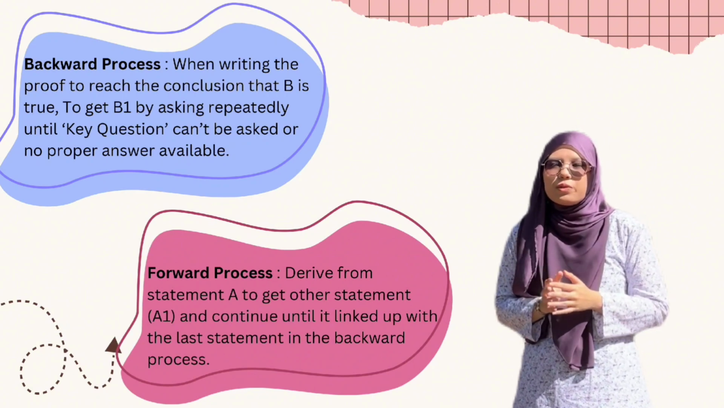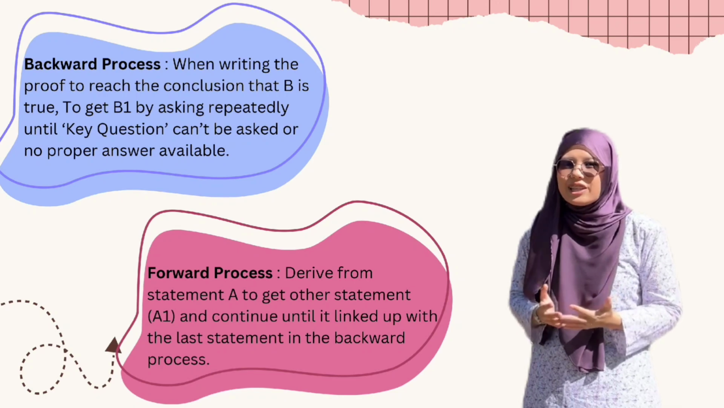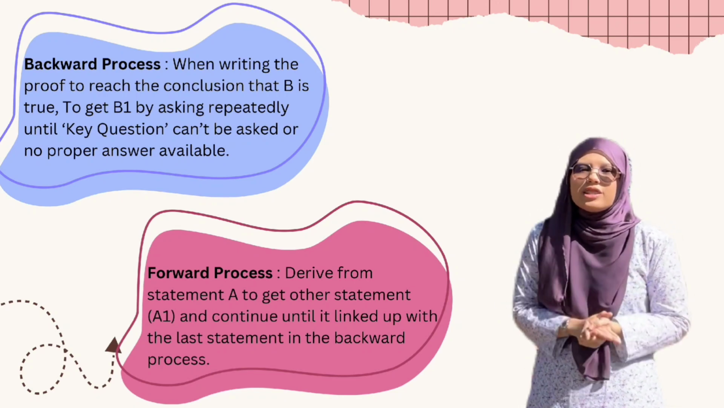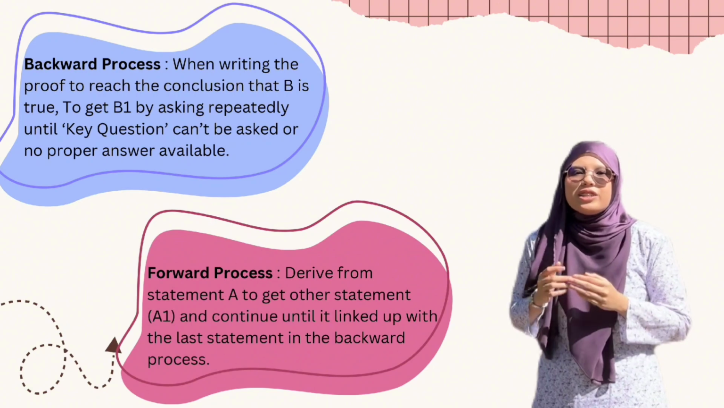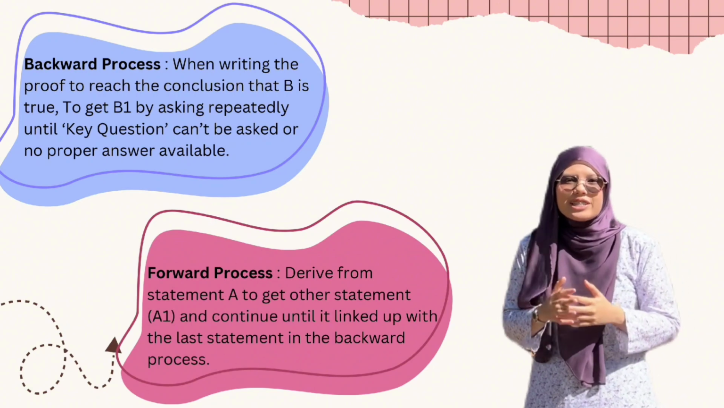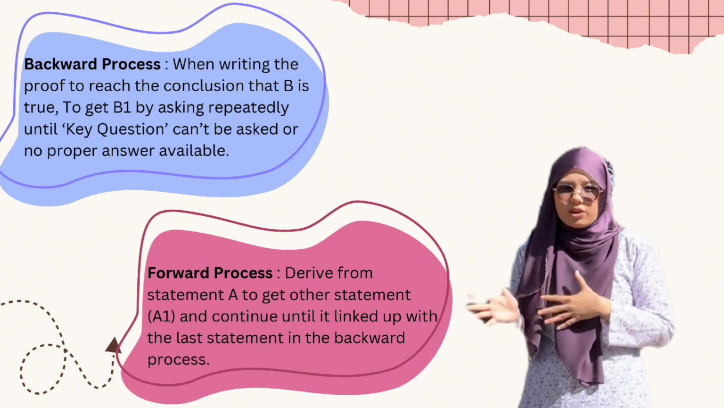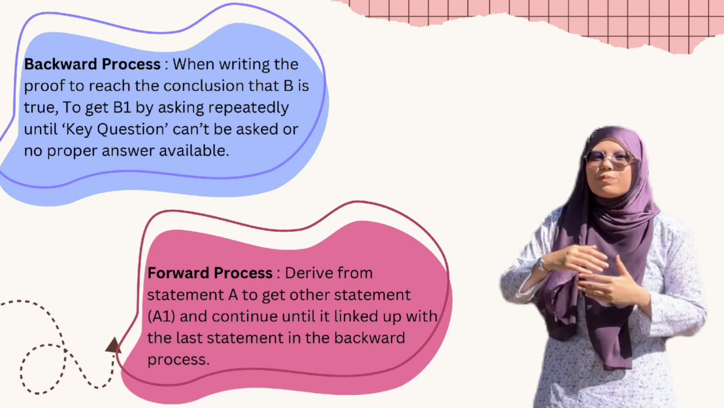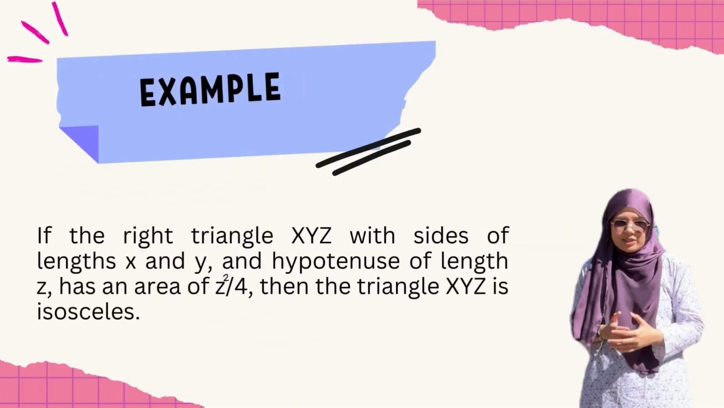This step is when we want to find B1 by asking the key question repeatedly until it can't be answered anymore. Then, move to the forward process. Derive from statement A to get other statements, which are A1, A2 and so on, so that it can link up with the last statement from the backward process. Now, we will look at some examples.